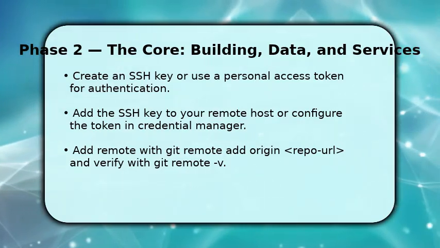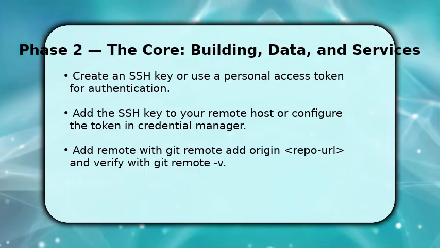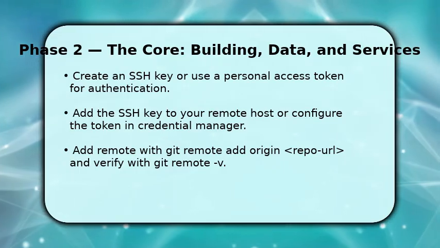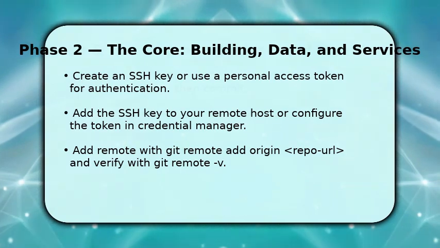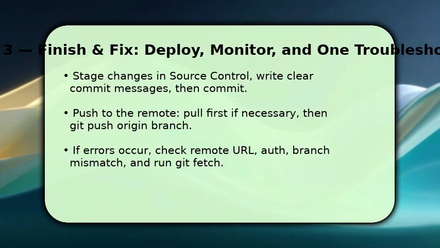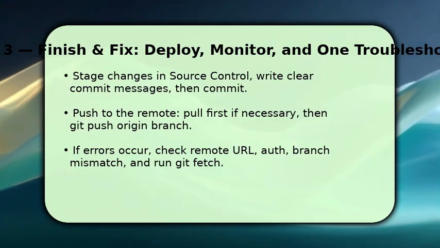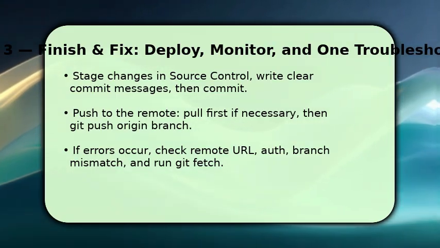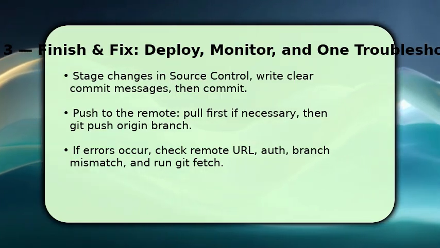Then add the remote with git remote add origin <repo URL>, and verify connections with git remote -v. To ensure pushes and fetches target the right repository, finish by staging files in the source control pane, writing concise commit messages, and committing. Once committed, pull to reconcile upstream changes: git pull, then push with git push origin <your branch>.